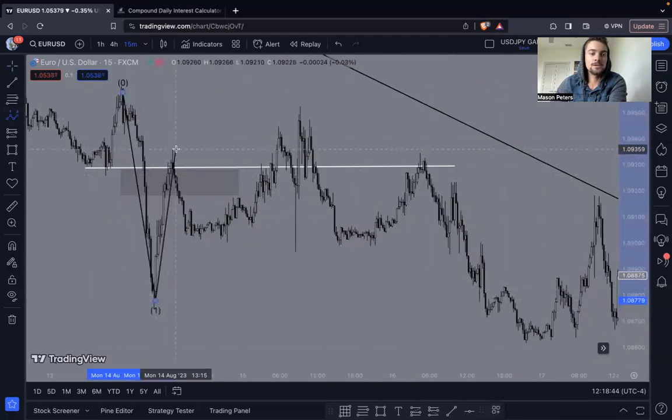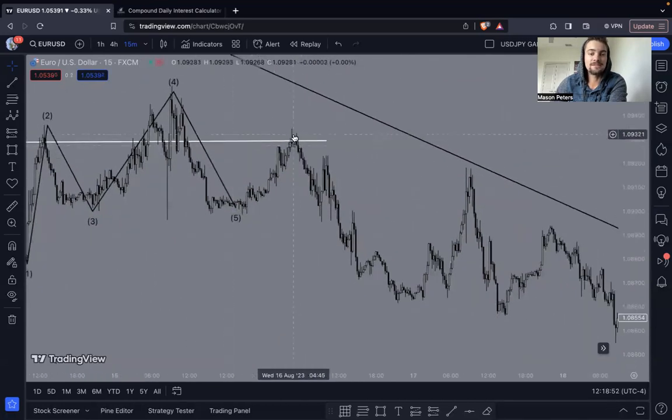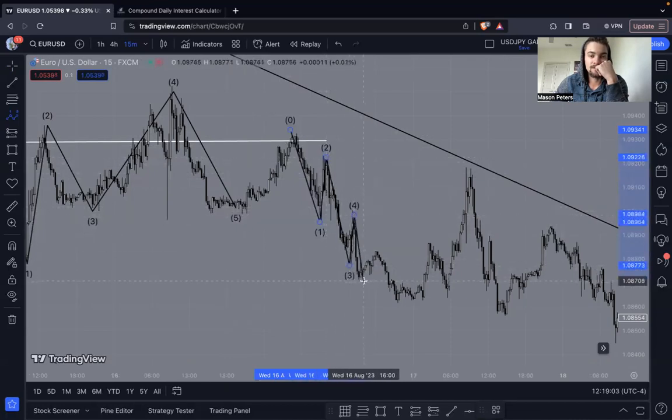So 1, 2, 3, 4, and 5. And then you have your retracement back to the white resistance one more time. And then it creates the 5-wave Elliott impulse once again. You're going to follow that along. Boom. Trades below this 5th leg here. 1, 2, 3, 4, and 5.